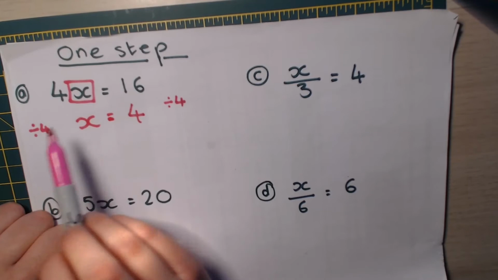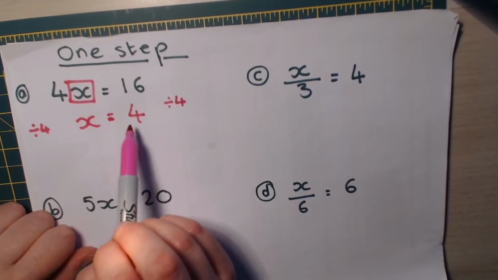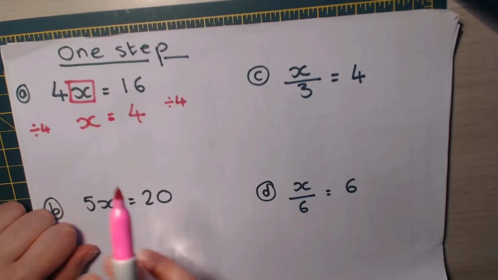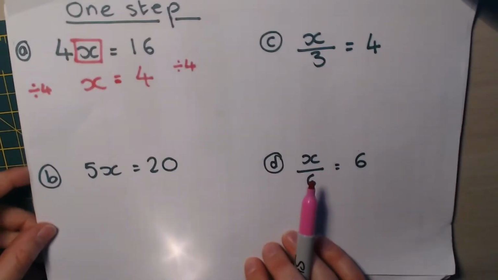Now we make sure it works. We substitute it back in. So we put the 4 where the x is, and we should get 4 multiplied by 4 is 16. So it works. Okay, let's go down to this next one here.